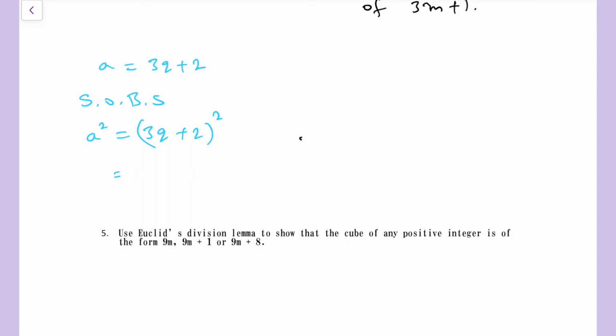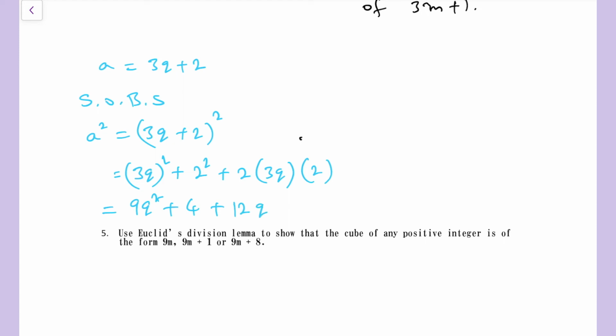It is in the form of (a plus b) whole square, right? So if we expand that, we will get (3q) whole square plus 2 square plus 2 into 3q into 2. a square plus b square plus 2ab, which is equal to (3q) whole square, 9q square, plus 2 square, 4, plus 2 3s are 6, 6 2s are 12, 12q.